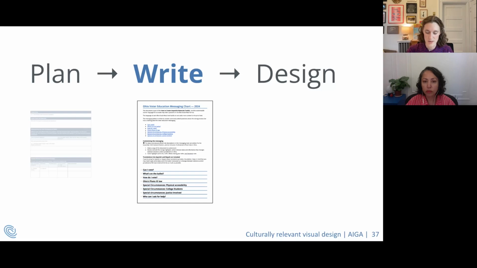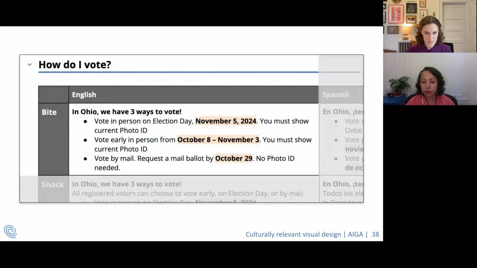The impact of documents like this is that instead of having to reinvent messaging every election cycle, people can return to one place that has answers that are true across time and update the information that they need to update. When we build out messaging documents, we always highlight things that might change across jurisdiction, from county to county in Ohio, or across election cycles, like when election day is and when deadlines are.